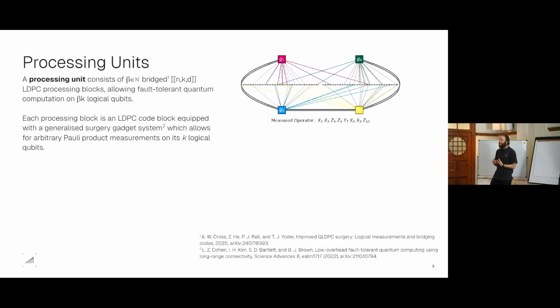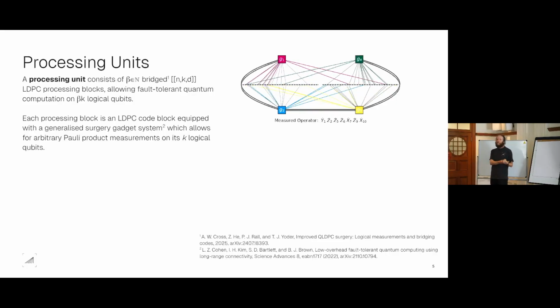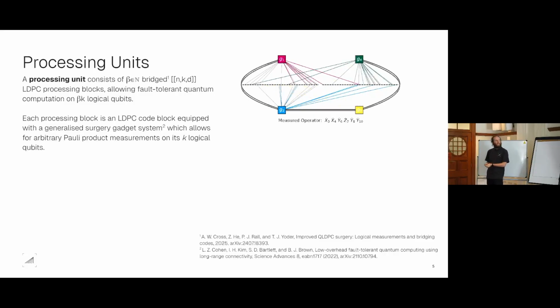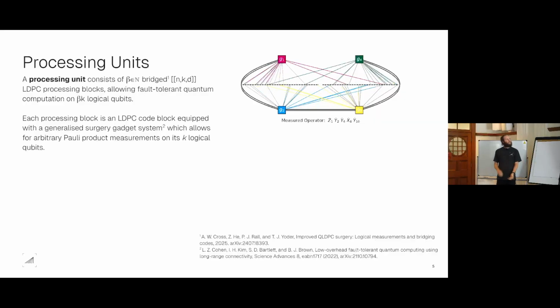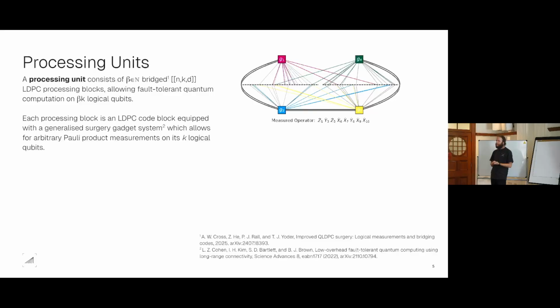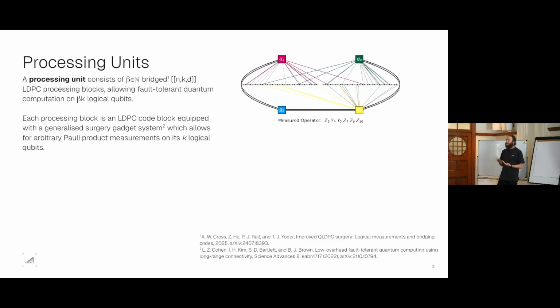What are the processing blocks? Well, the processing blocks themselves are LDPC code blocks. So think of taking an [[n,k,d]] LDPC code and actually putting it on some set of qubits, or actually instantiating it in a real set of qubits, and then equipping it with this gadget system, an ancillary system for generalized surgery. So I think we've had talks earlier in the conference about this kind of generalized ladder surgery for LDPC codes. I won't go into the details here, but the important idea is that by appending this ancillary system to the LDPC code block, we're able to perform measurements of arbitrary Pauli operators with still only the initial LDPC type measurements.